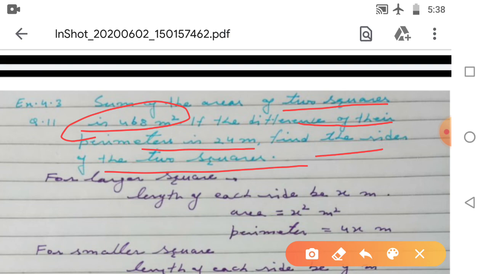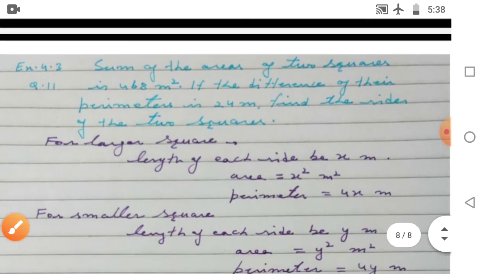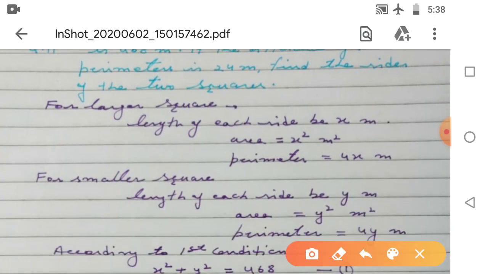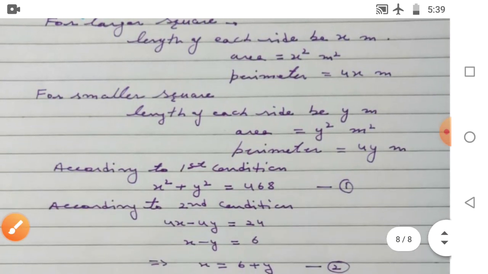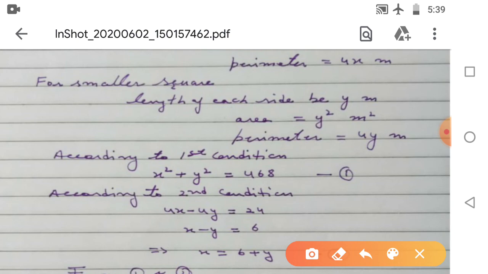So, let each side of one of the squares be x, so the area of that square is x square and the perimeter of that square is 4x. Let the length of each side of one of the squares, the larger square we are talking about, be x. So, area is x square and perimeter is 4x. Now, for the smaller square, let each side be y. So, area is y square meter square and perimeter is 4y. So, this is about the area and the perimeter of the given two squares.